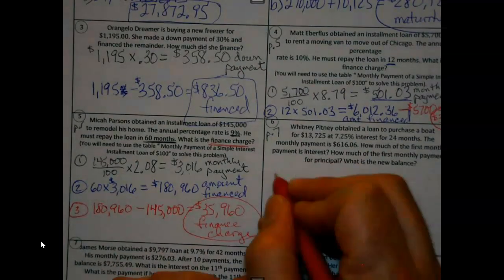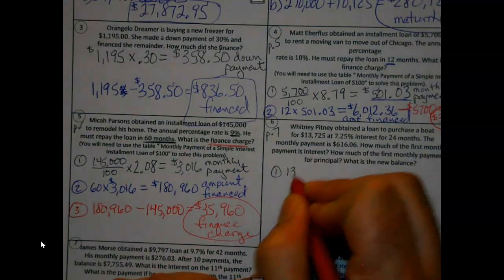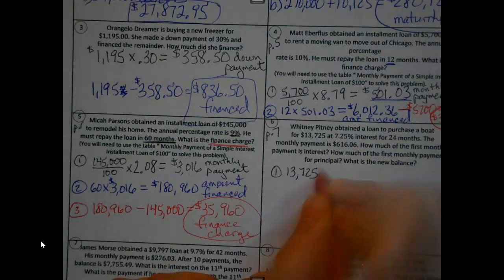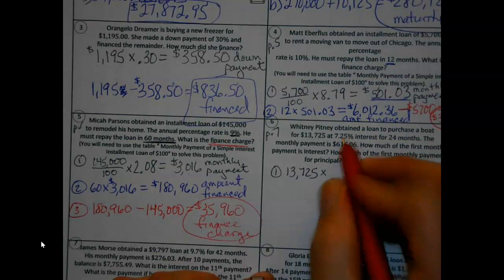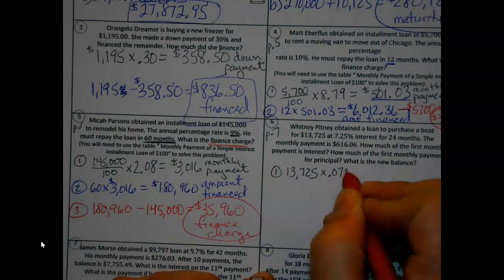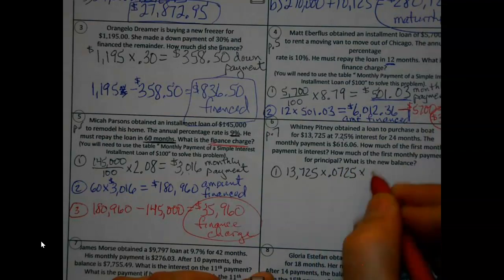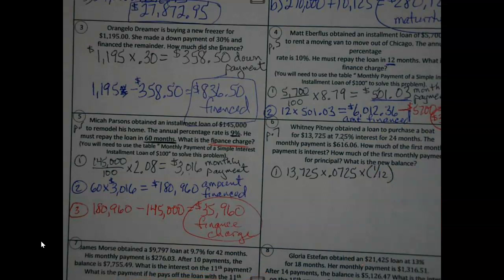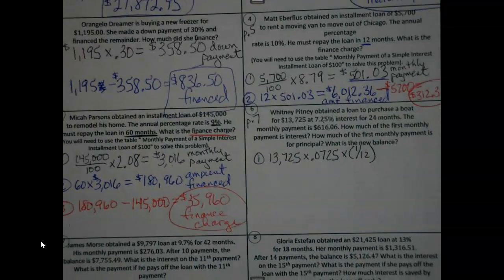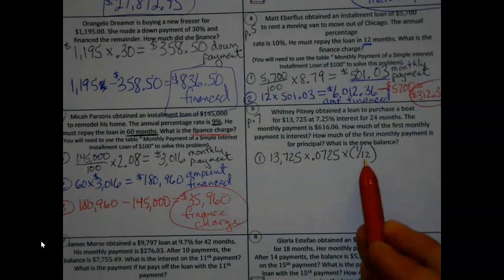So let's do it. So I borrowed $13,725 at 7.25% interest. Remember, divide by 100 times 1/12. I just want to know what's going on for 1 month. So that number never changes.